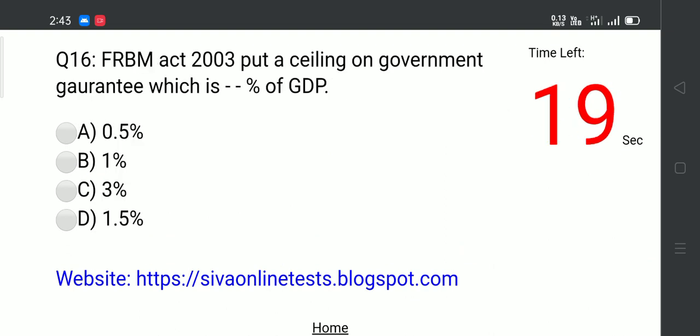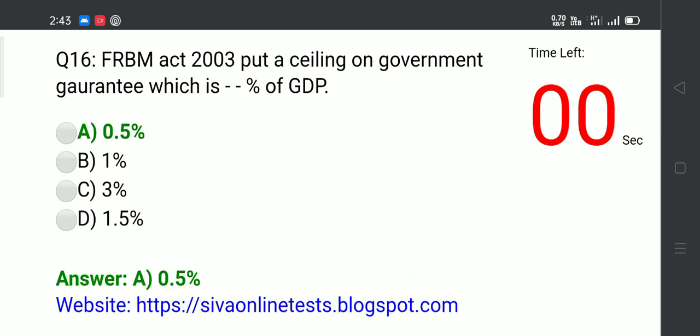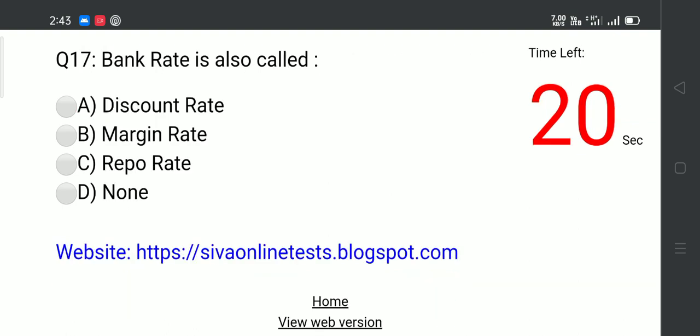Question 16. FRBM Act 2003 put a ceiling on government guarantee, which is blank percent of GDP. Options. A. 0.5%. B. 1%. C. 3%. D. 1.5%. Answer. A. 0.5%.